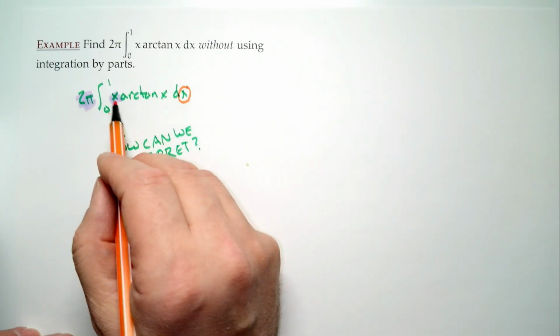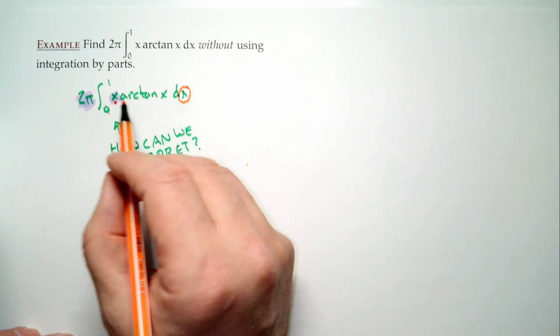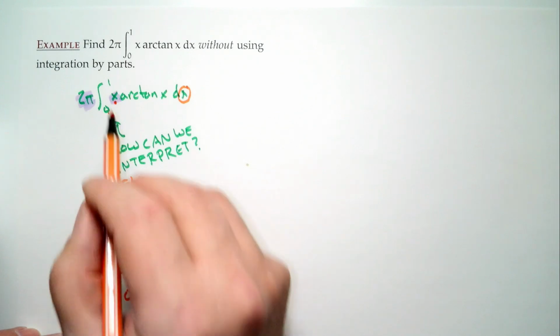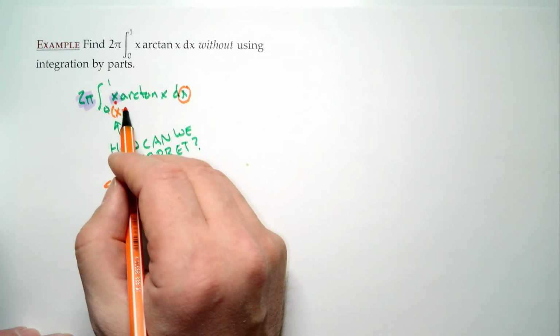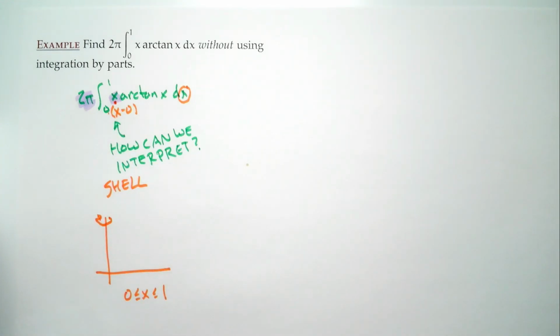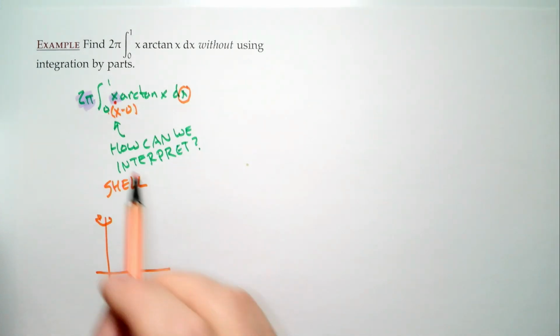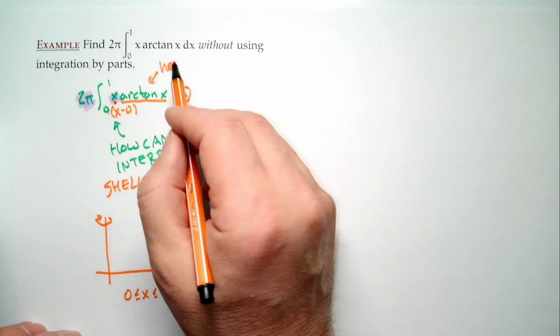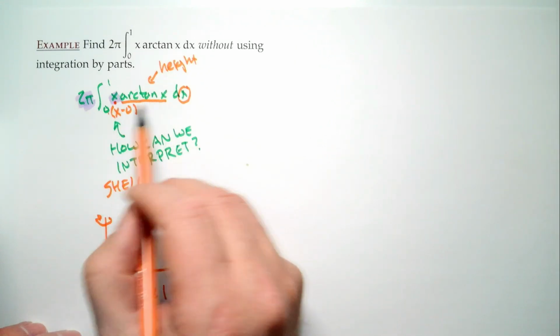If we think about this x as being our radius, it tells us that we're going to spin this way, because we really have it as x minus 0. So x is the location of our slice, and that's how far away it is from where we're spinning. So you're spinning about the y-axis. Now, what does this arctangent of x correspond to? Well, this is corresponding to our height. So if x is our radius, arctangent of x is our height.